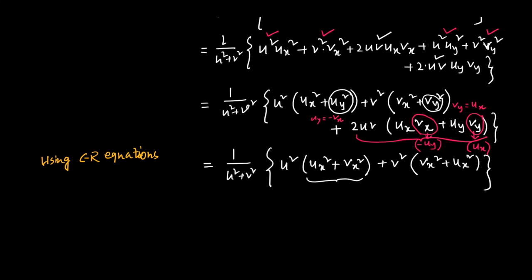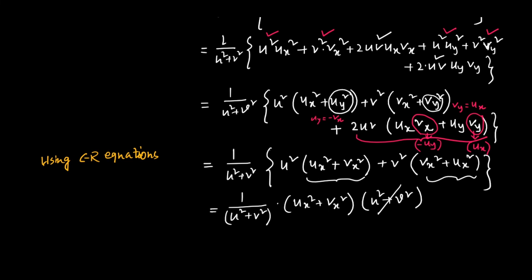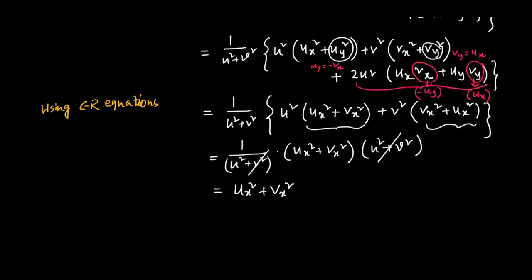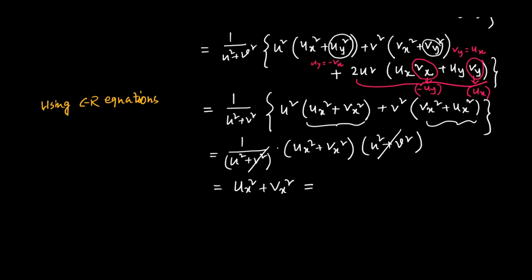That means I can take this part common. So this will be equal to 1 upon u square plus v square into, if I take that common, ux square plus vx square into u square plus v square. So you can see these two terms get cancelled. So this will be equal to ux square plus vx square. Now, what is ux square plus vx square? If you look at this, mod f prime z equals square root of ux square plus vx square. Therefore, ux square plus vx square will be simply equal to mod f prime z whole square.